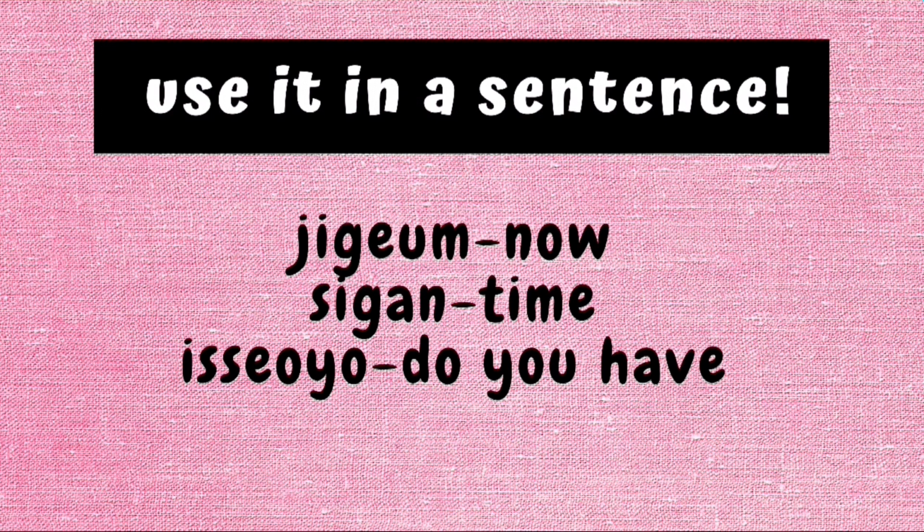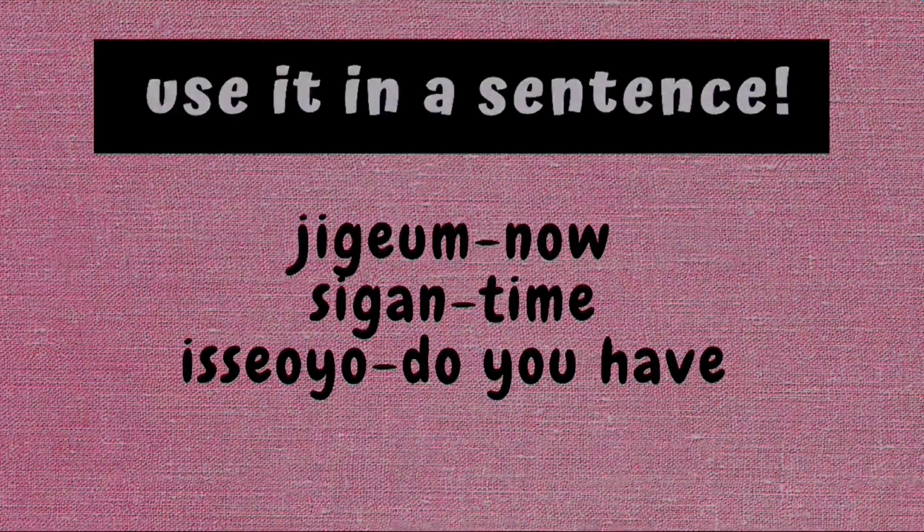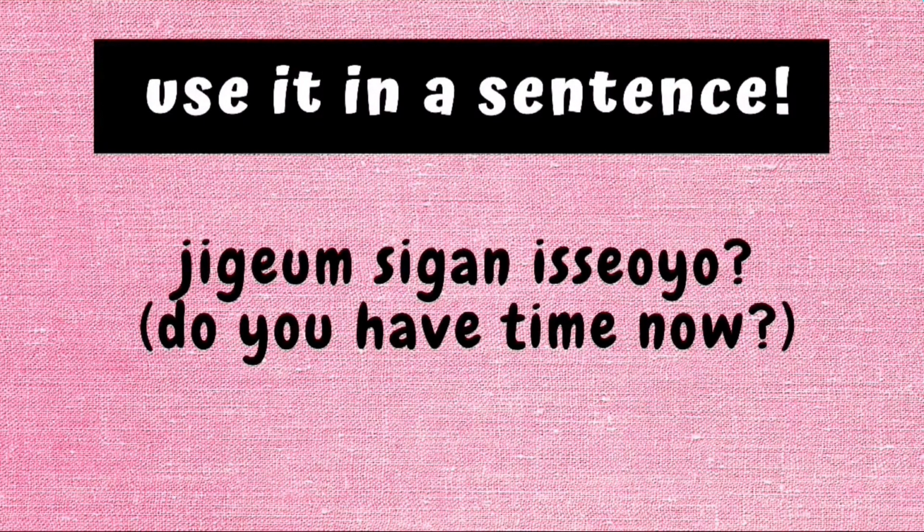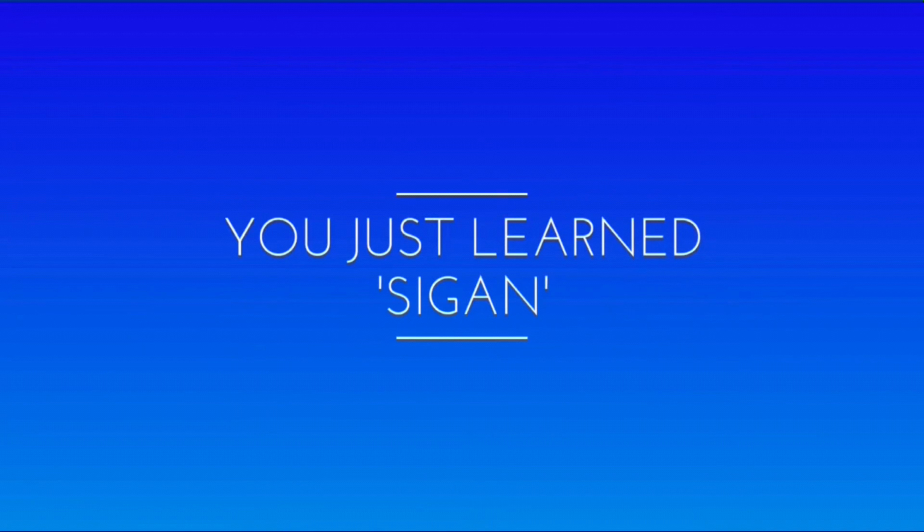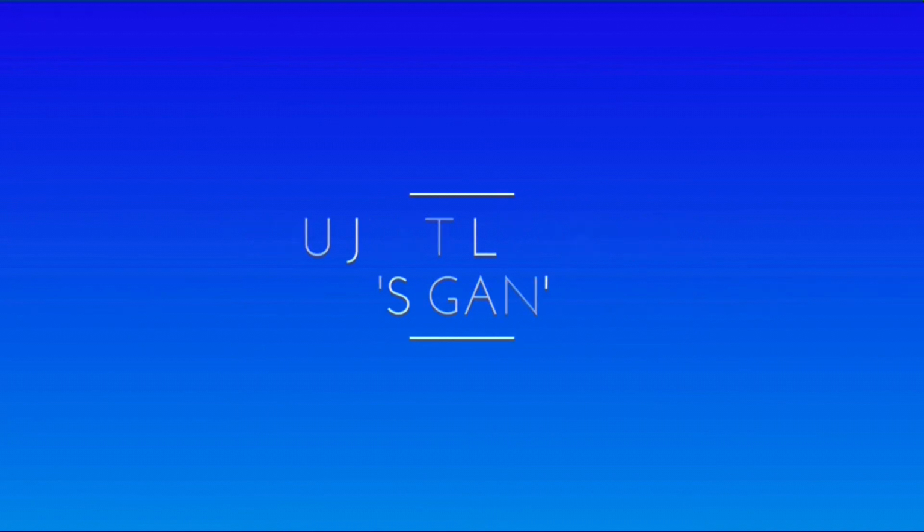So if we combine the meaning of these three parts, it would result in a question which says, do you have time now? Which is basically used to ask whether you have time now or not. Again, our example sentence is 지금 시간 있어요? And this is translated into English as, do you have time now? And in this sentence, we are able to use our word for today, which is 시간. And with that, you've just learned 시간.